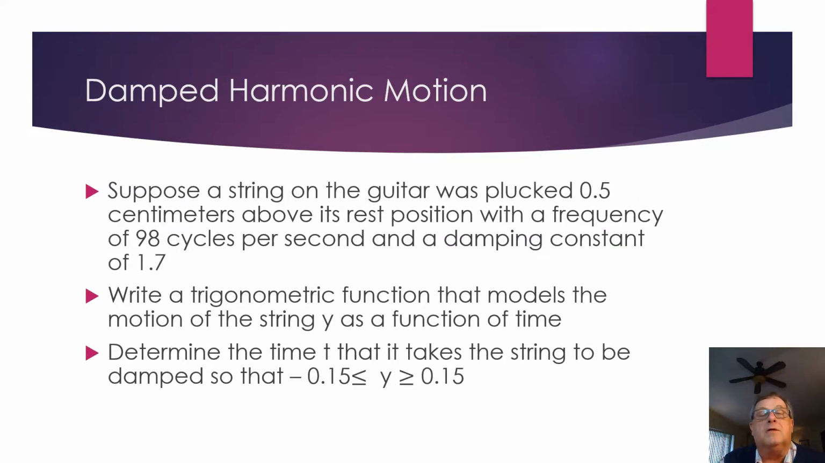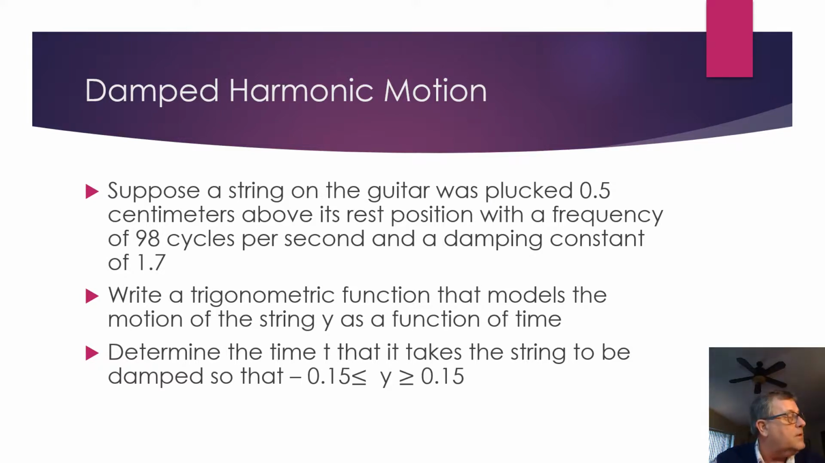Suppose a string on a guitar was plucked at 0.5 centimeters above its rest position with a frequency of 98 cycles per second and a damping constant of 1.7. Write a trigonometric function that models the motion of the string y as a function of time.